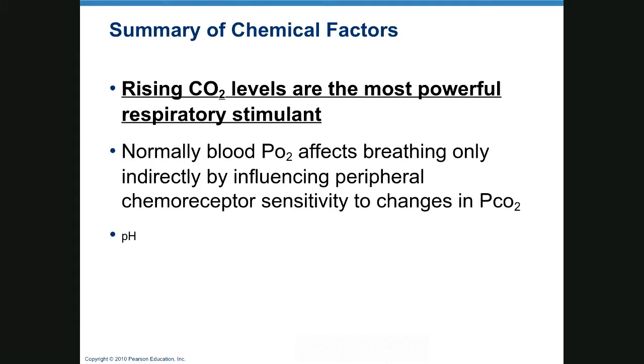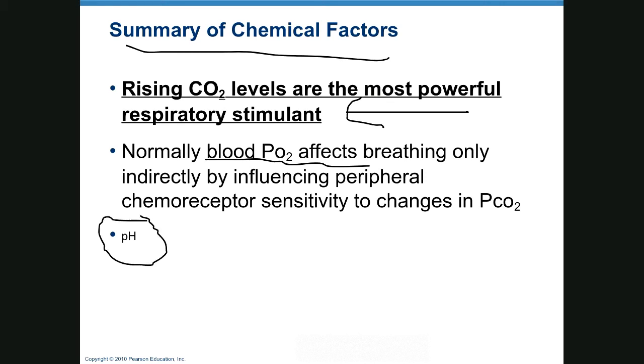Okay, but in summary, rising CO2 levels are the most powerful respiratory stimulant. Oxygen levels are also a factor, but only if you have a really bad, extremely low level of oxygen. And then pH, which somehow seems to be in microscopic letters once it's translated over into this program. But if the pH is too low, it's going to increase the rate of respiration.